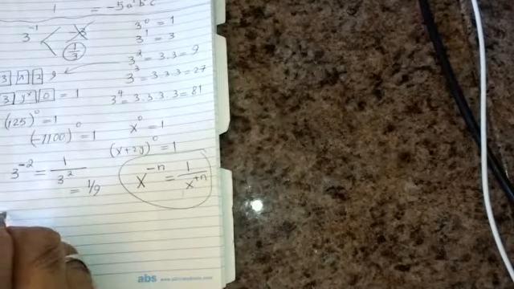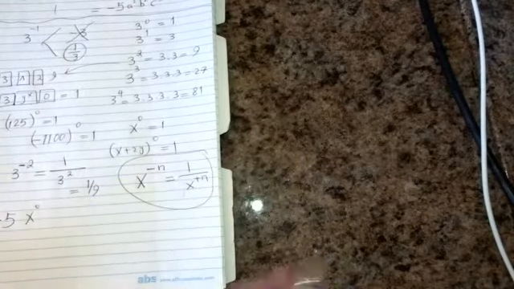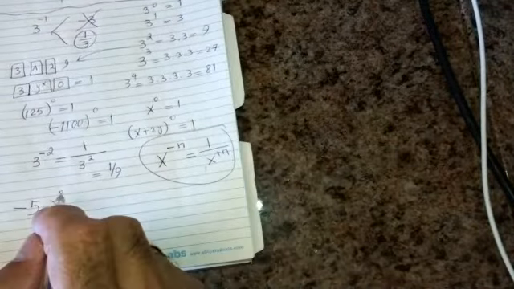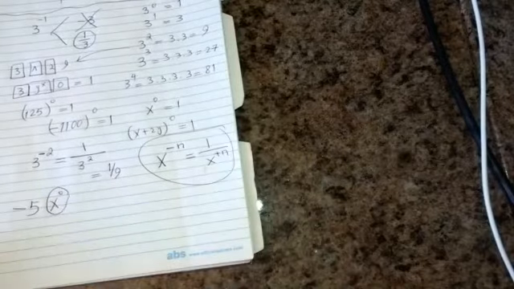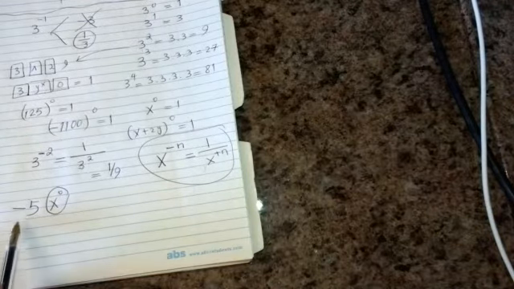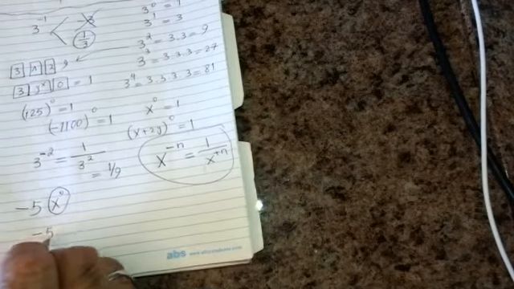Okay, what about if you have minus 5x to the power of 0? Let's look at this one. Remember, this one is 1, not negative 5. I want you to understand the difference between this and this one. Look.